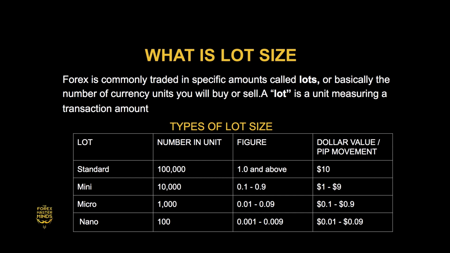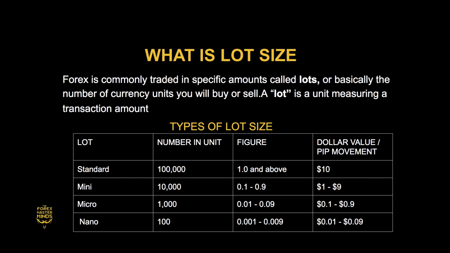A lot is a unit for measuring transaction amount. So lot size is the specific amount of a particular currency, like the quantity of currency you are buying. If you're buying EURUSD, what's the quantity? That quantity you are buying is what we call lot size. So the lot size is divided into four. We have four different types of lot size.